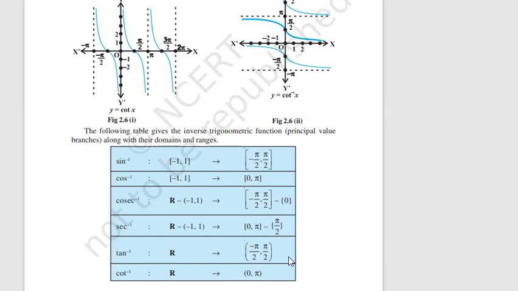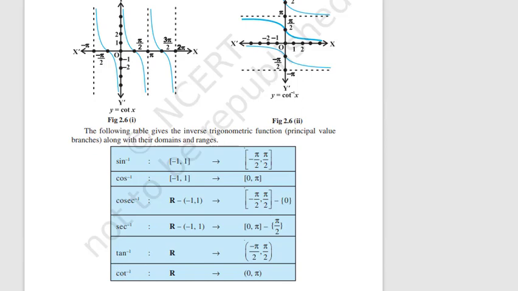And for cos inverse, sec inverse and cot inverse, the principal value branch is 0 to pi. Now for cos inverse, 0 and pi are included. For sec inverse, 0 to pi included, but pi by 2 is not included. And for cot inverse, 0 to pi, both 0 and pi are not included. So this is our principal value branch. This is the value of theta which I need to find.